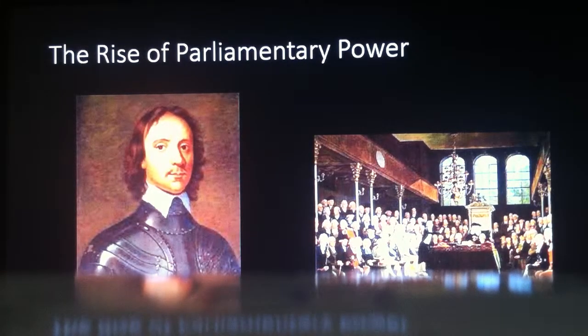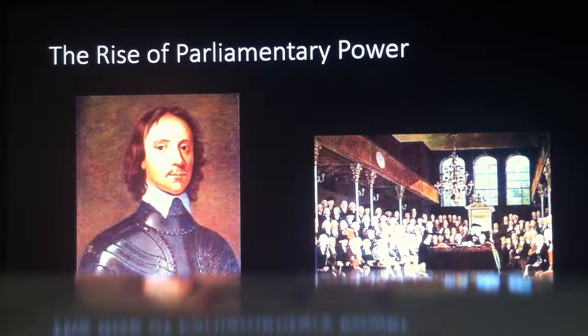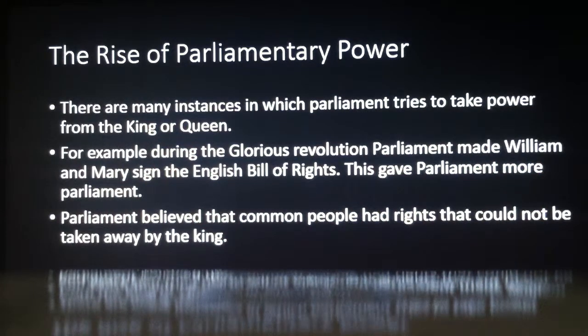The rise of parliamentary power. There are many instances in which Parliament tries to take power from the king or queen. For example, during the Glorious Revolution, Parliament made William and Mary sign the English Bill of Rights. This gave Parliament more power. Parliament believed that the common people had rights that could not be taken away by the king.